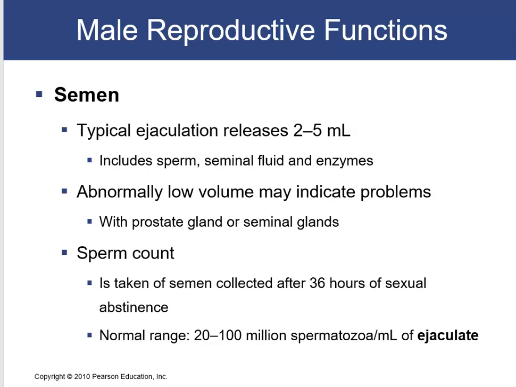Another thing that can be done is a sperm count. If couples are having problems with fertility, they would do a sperm count to see if the male is producing the normal volume of semen as well as the normal number of sperm. A sperm count will be taken of semen collected after 36 hours of sexual abstinence. Normal ranges for sperm should be between 20 million and 100 million sperm per milliliter of semen.